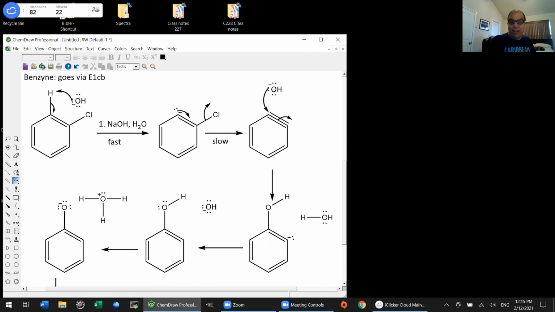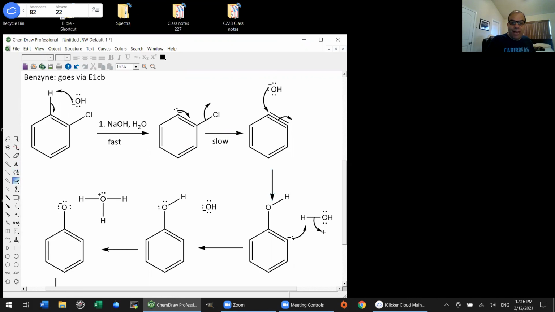This, by the way, is no walk in the park. You need really extreme conditions in order to do this. High temperature, high pressure. This is not the sort of thing you can just do in a little flask right there on your lab bench. This requires pretty extreme conditions and pretty extreme equipment.